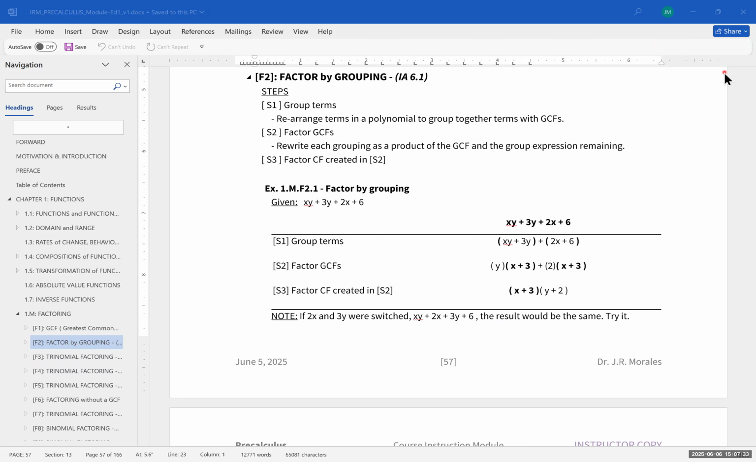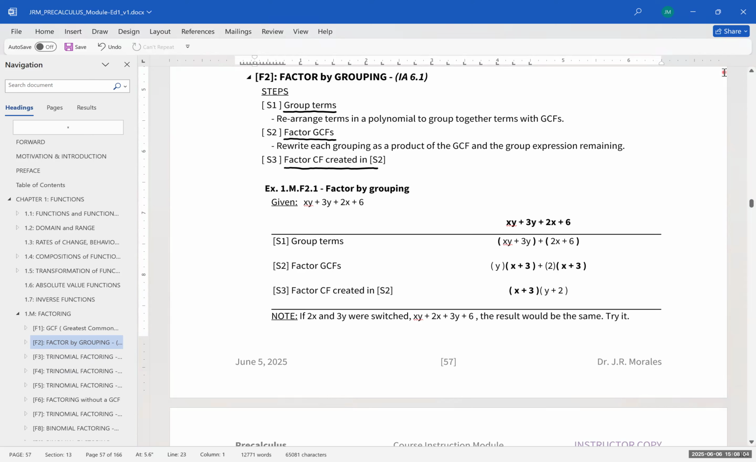All right, let's look at the next method of factoring, to factor by grouping. So factor by grouping can be broken down into three steps. Step one is to first group the terms. Step two is then to factor the greatest common factors out of each grouping, and then factor a common factor that's created out of the previous step.